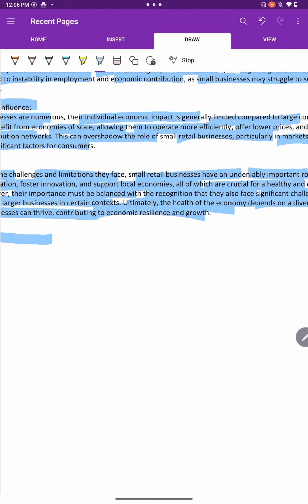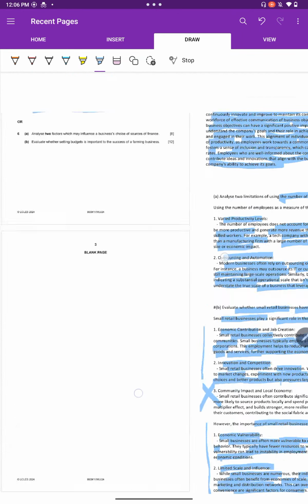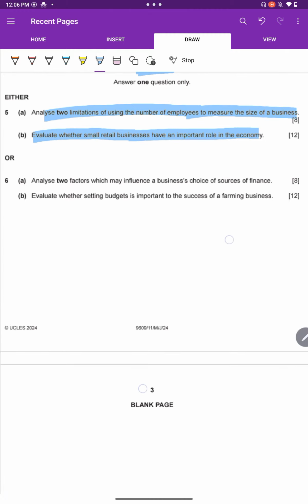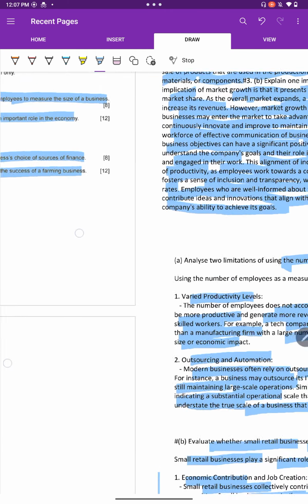Okay, so now let's see the second question, the second part of this paper. Analyze two factors which may influence a business's choice of source of finance. Evaluate whether setting a budget is important to the success of a farming business.